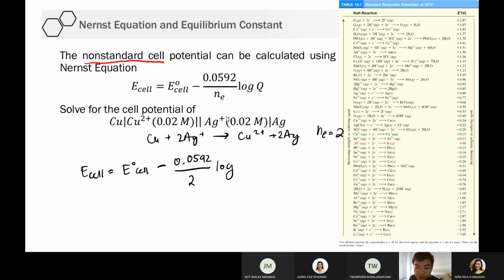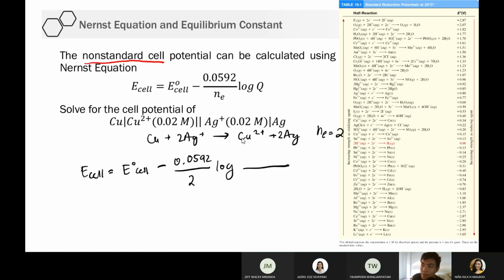That's the reaction quotient, and that's similar to the equilibrium constant. So all you have to do is write the concentrations of the products and the reactants. On the products side, we have copper 2 plus and silver metal. Again, metals or solids are not written in K or Q. So you should not write any metals here.